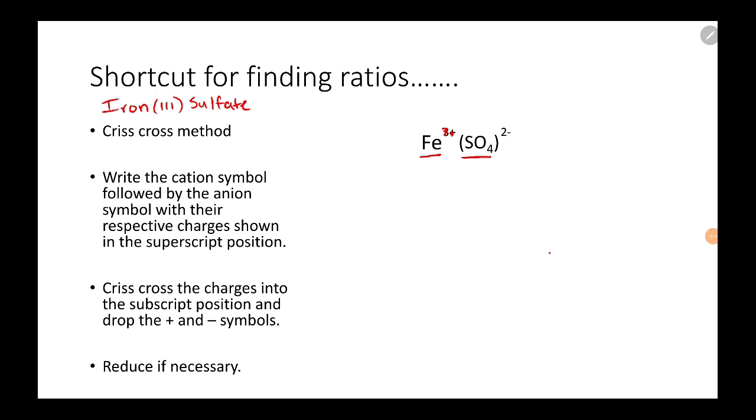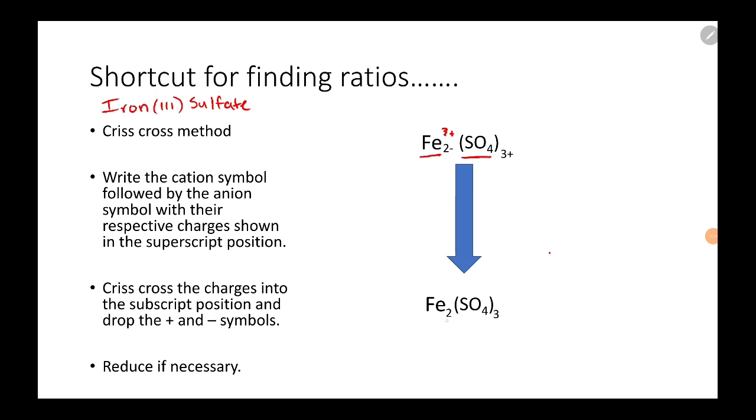I write down the sulfate formula from the polyatomic ion chart. I put 2- with it because that's how much negative charge the sulfate ion carries, as indicated by the polyatomic ion chart. Then you crisscross those numbers to the subscript position on the opposite ion and drop the sign symbols, the negative or the positive, and that tells you how many of each ion you need for the correct balance.